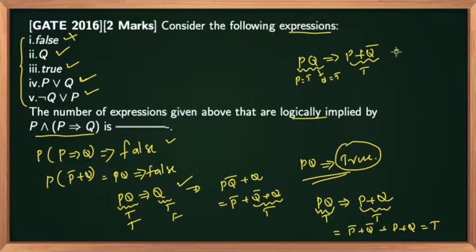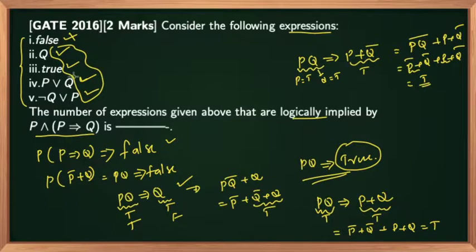So anyway, if you convert this into Boolean expression, you will be getting PQ all bar plus P plus Q bar. So that will be equal to P bar plus Q bar plus P plus Q bar. So I have P here and P bar here. So this is going to evaluate as true. So all these four statements are logically implied by this expression except the first one. So the answer should be 4.